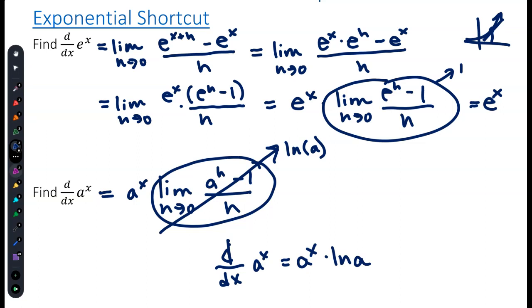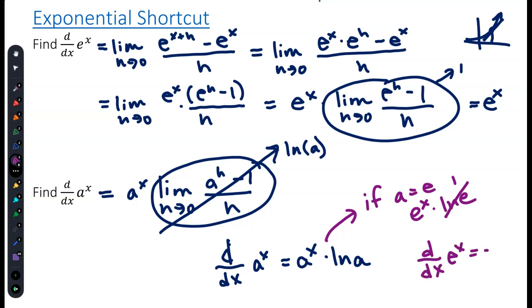And I mentioned earlier that it's really just one shortcut. Just to point it out, you can memorize these separately, but what's going on here is that if a happens to equal this magical Euler's number e, about 2.7, then we get e to the x times the natural log of e. And remember that the natural log of e is always 1. So the shortcuts actually agree. This one is also telling me that the derivative of e to the x is e to the x. You just have to remember that the natural log of e is 1, and that's why we don't see that natural log floating around.